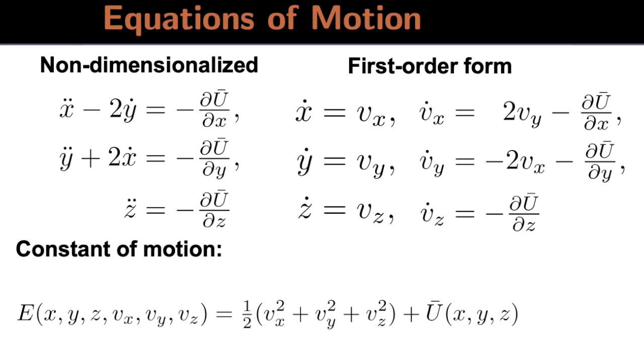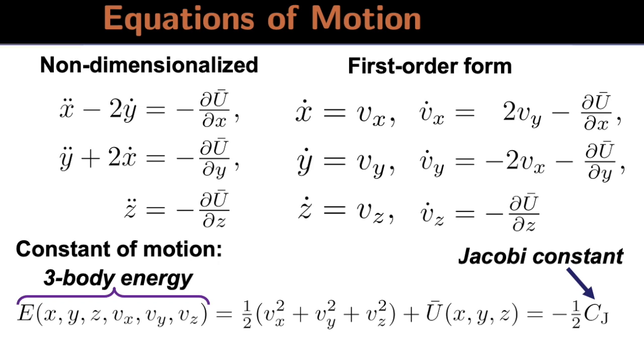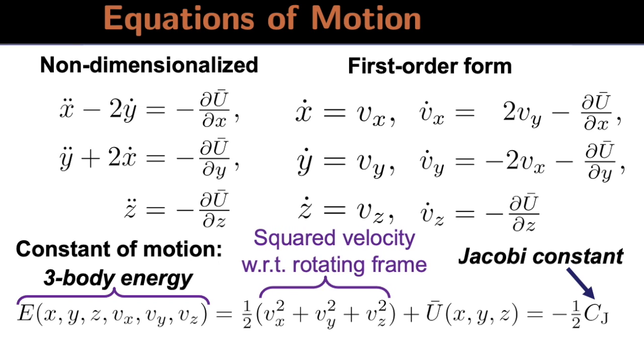And it's this E. So I might refer to this as the three-body energy. And it's 1/2 the velocity squared with respect to the rotating frame, plus this effective potential. Now, I'll be using the three-body energy most of the time, but there's another term that gets used, the Jacobi constant. So this constant of motion is sometimes written in terms of the Jacobi constant. The relationship is E equals -1/2 of the Jacobi constant, C. Now, like I said, this looks like the usual 1/2 velocity squared plus potential, but this is the squared velocity with respect to the rotating frame.